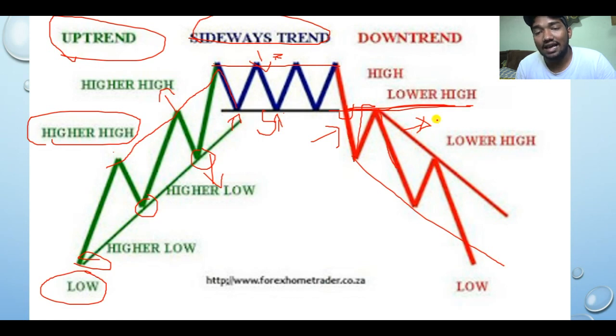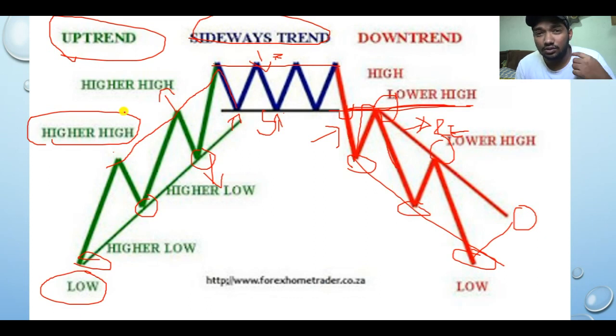So what do we call this line here? We will call it resistance, right? Sorry, I cannot write here. So this line we call resistance, this one is support because it is down. So what we will call this one is lower low, lower low, lower low, and this is lower high, lower high. If it comes here, lower high. Okay, hope you guys understand this. Please watch this video again and again, hope you will understand. These are very important steps if you are a beginner.